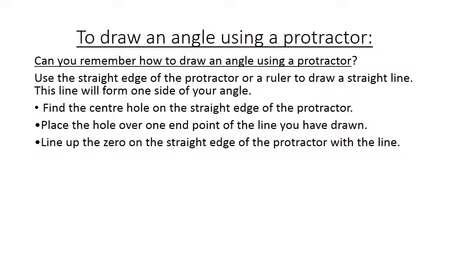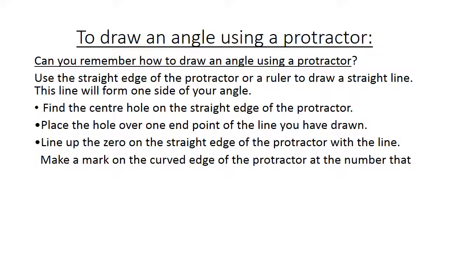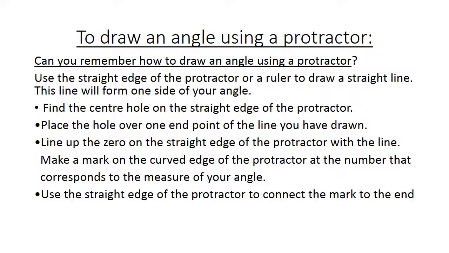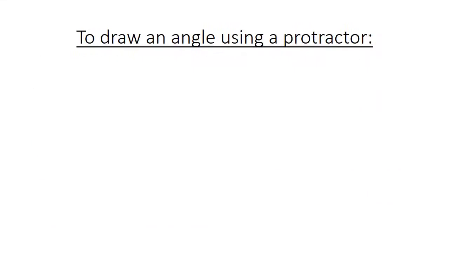Line up the zero on the straight edge of the protractor with the line. Make a mark on your curved edge of the protractor at the number that corresponds to the measure of your angle. And you use the straight edge of the protractor to connect the mark to the end point of the first line, forming an angle.